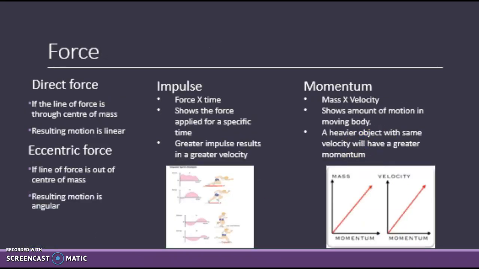A direct force occurs when the line of the force is through the centre of mass, resulting in linear motion. On the other hand, when the line of force is outside the centre of mass, the motion is angular and an eccentric force is produced.